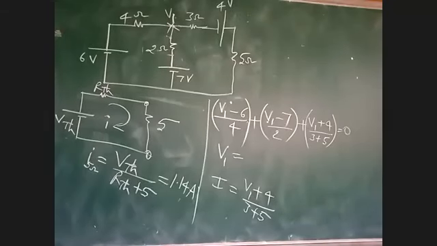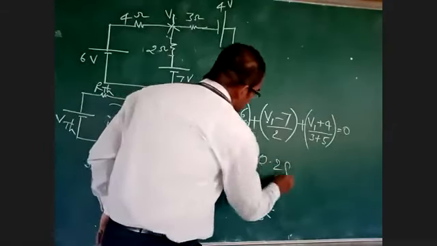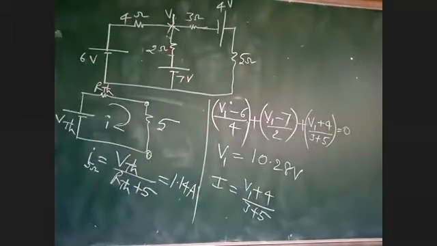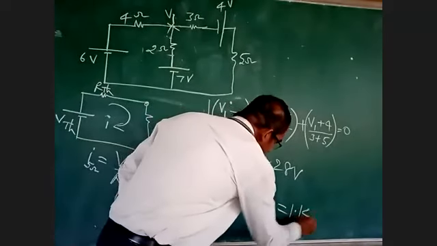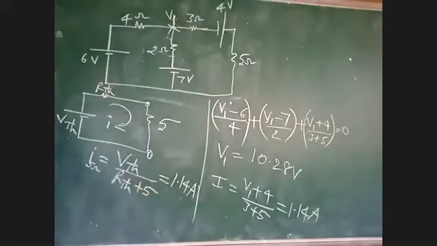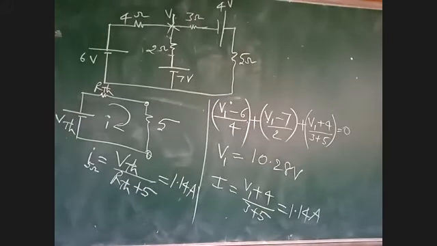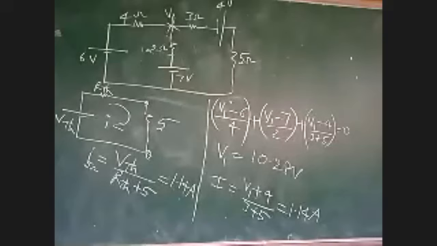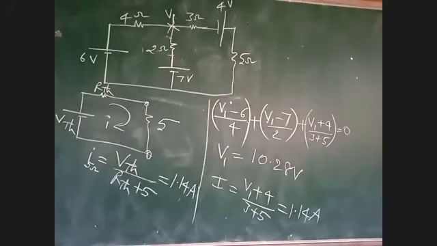10.28. Substitute this V1 here. We have to get 1.14 ampere, because in the theorem we have got 1.14. Like this we will verify. See why I am taking only that branch in nodal analysis: because in 5 ohms we have to determine the current. 5 and 3 are in series. That's why I have taken that.